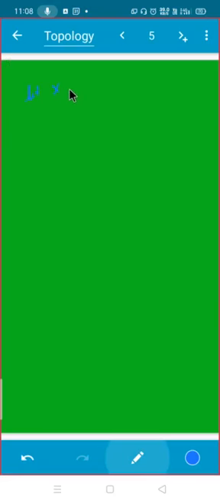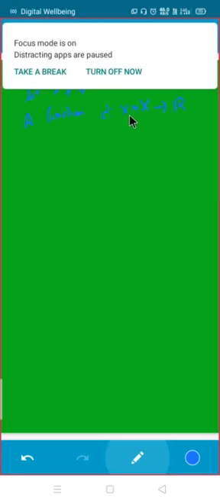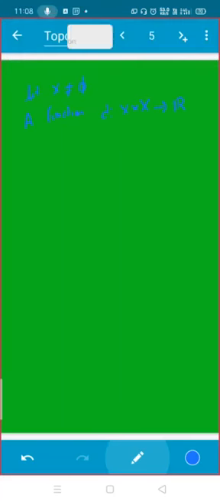Let X be a non-empty set. You can say X is not equal to empty. Let X be a non-empty set. A function D from X cross X to R. What is this X cross X? Do you understand this notation? How does the element of this look like? How will the element look like of A cross B?